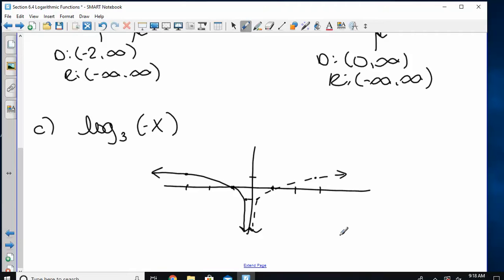Domain of that? Negative infinity to 0. Range? Questions there?